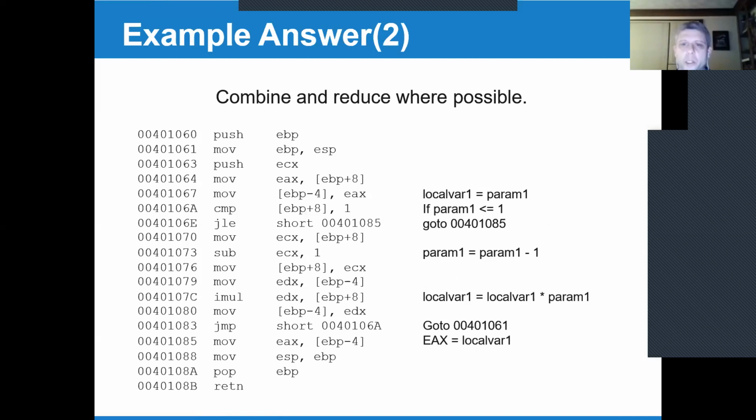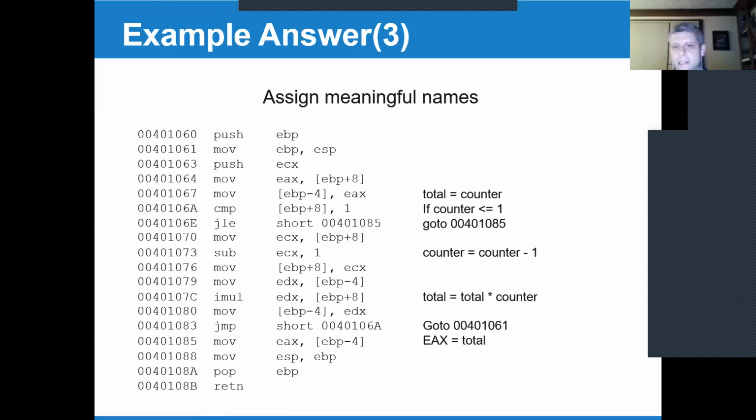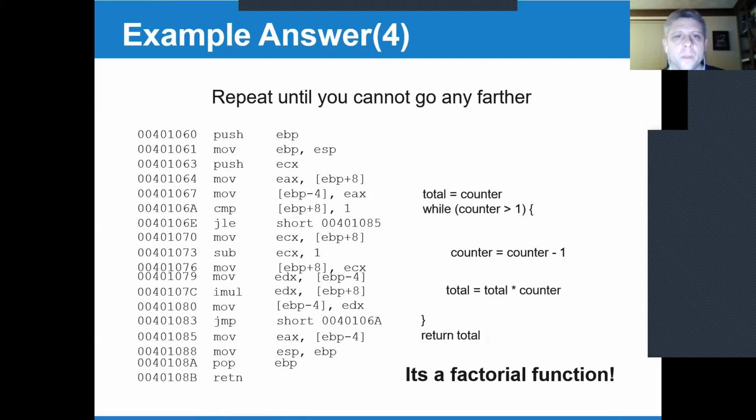Then start combining and reducing them and assigning meaningful names. In other words, if something looks like a counter, call it counter. Don't leave it as EAX, because you're just going to get confused that way, and registers are constantly reused. If something looks like a total value, call it total or something that makes sense to you. Don't just leave it as the register name or some random memory location, because it's just going to confuse you. And remember, the whole point of reverse engineering is to get it to a point that you understand the code. So you just keep going and reversing it until you can't get any farther.